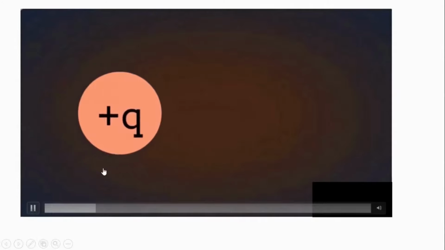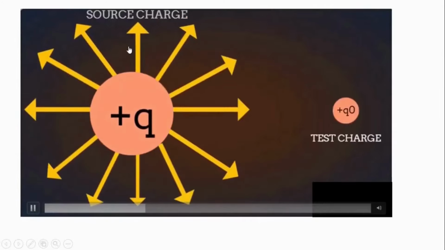Now, in order to understand the concept, let us imagine a situation where we have a charged body, plus Q, in the space, called the source charge, and another body with a small charge on it, called the test charge, denoted by Q naught. It is initially free to move in space because it is not under the influence of this plus Q source charge. Now, whenever we place a source charge in space, the region around it gets modified because of its presence, and this modification we have shown by the electric field lines, which are imaginary field lines.